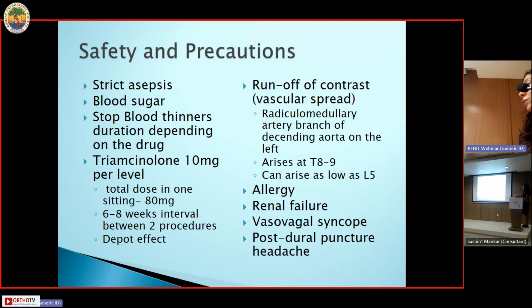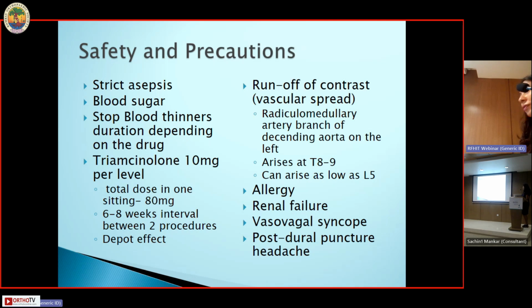With triamcinolone, there are studies where people have given 5, 10, 20, 40 mg at one level, but 10 mg is what is enough. And the total dose in one sitting is 80 mg. It should be given at an interval of 6 to 8 weeks in any part of the body. Patients come with shoulder pain and back pain, and just make sure that once given, the steroid should not be repeated again, and it has a depot effect. It stays in the body. It stays at the target level.